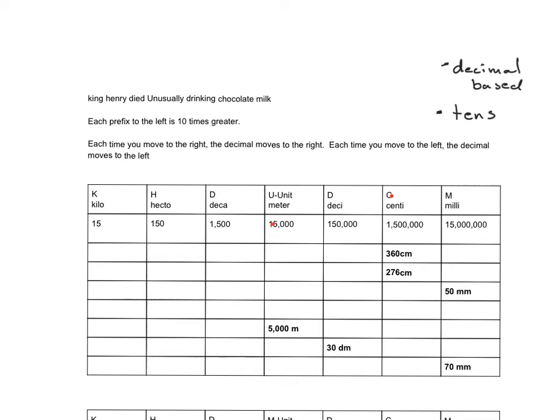For example, if I have 15,000 meters, now as I go to the left, we're dividing by 10, which means 15,000 becomes 1,500, which becomes 150, which becomes 15. So if I wanted to convert 15,000 meters to kilos, I would just move the place value 3 times, and 15,000 becomes 15.